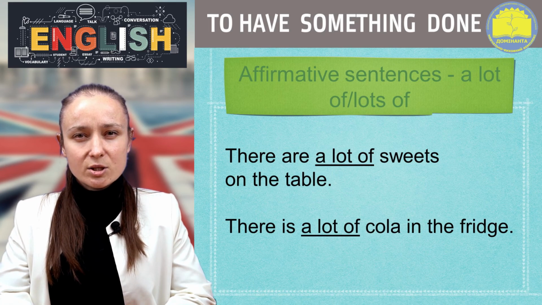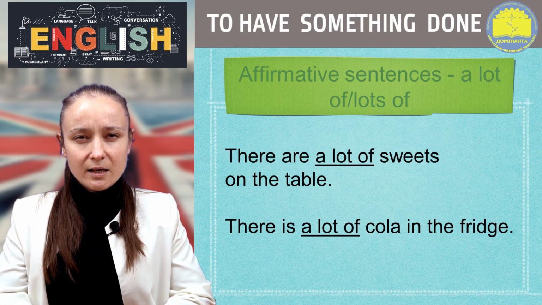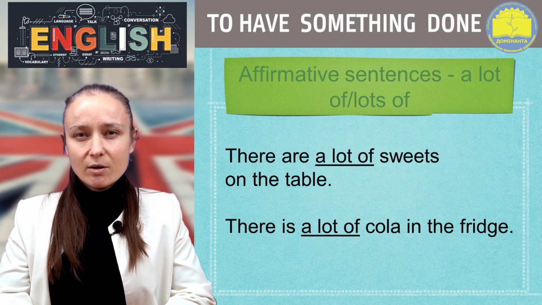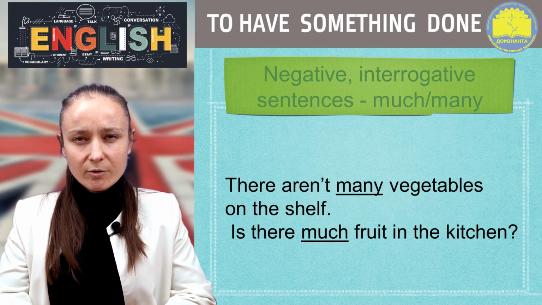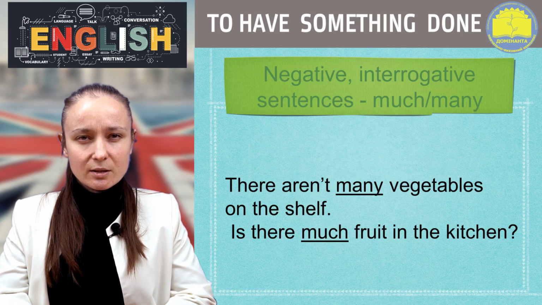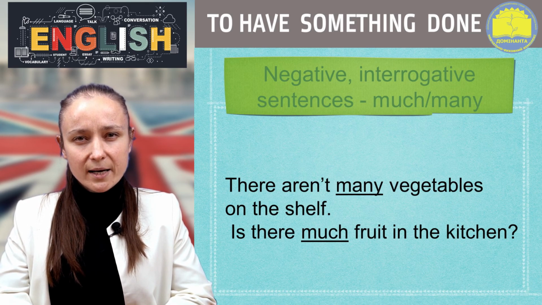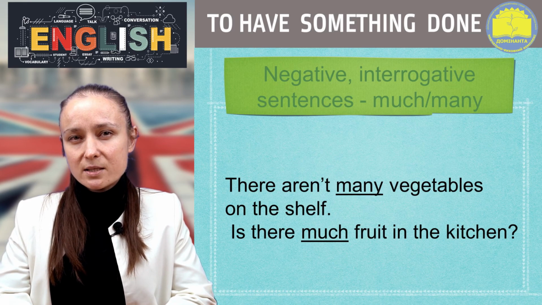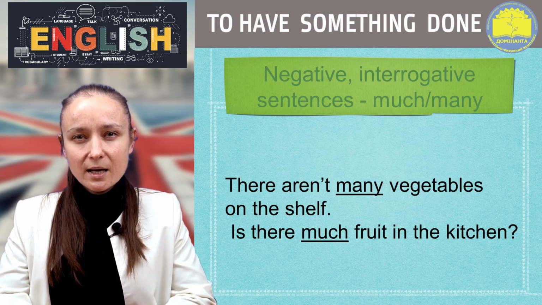We use much or many in negative and interrogative sentences. For example, there aren't many vegetables on the shelf, or is there much fruit in the kitchen? We use many with countable nouns and much with uncountable nouns.